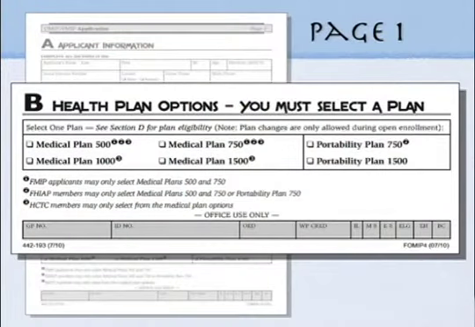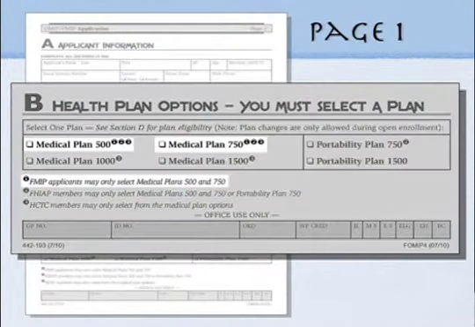Section B, Health Plan Options. There are two plans to select from for those enrolling in FMIP. These plans are the Medical Deductible 500 and the Medical Deductible 750. They are similar to the OMIP Medical 500 and 750, except these plans are designed to meet the actuarial requirements in order to receive the federal subsidy. Please make sure the applicants select from one of these two plan options. Remember, there is no pre-existing waiting period for either one of these plans if the applicant is eligible for FMIP.